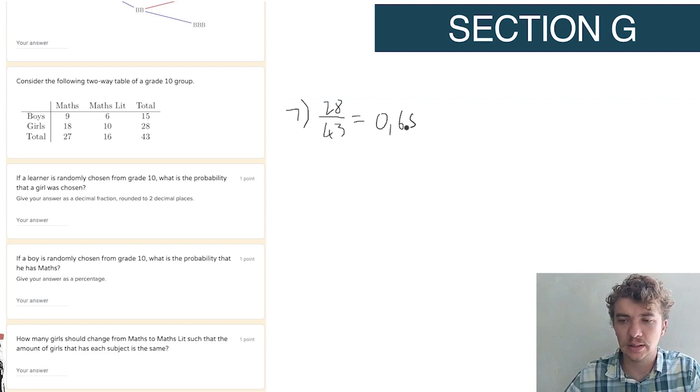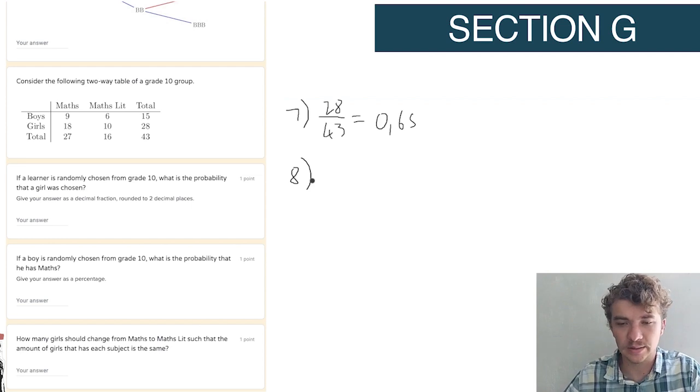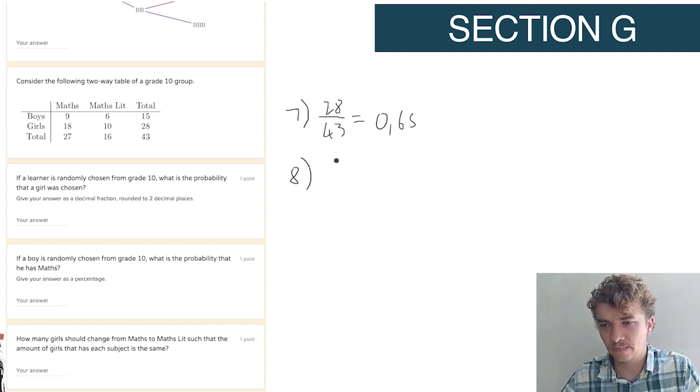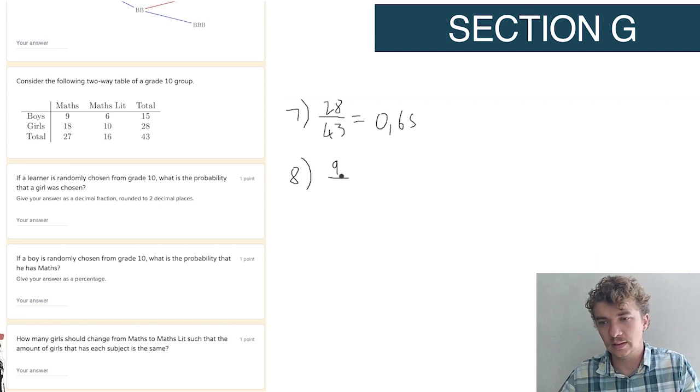Next question. If a boy is randomly chosen from grade 10, what is the probability that he has maths? Now you need to focus. First of all, how many ways are there to get what we want? We want a boy that has mathematics. There are only 9 of them. And now, what is the total number of options? It's not 43, because they specifically tell us a boy is randomly chosen. So how many boys are there? 15.